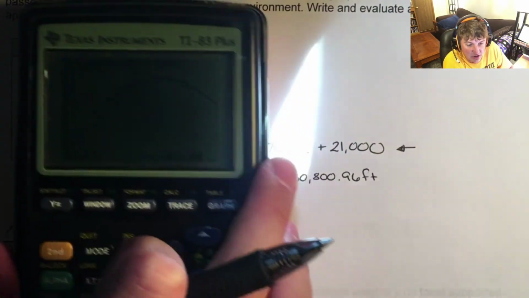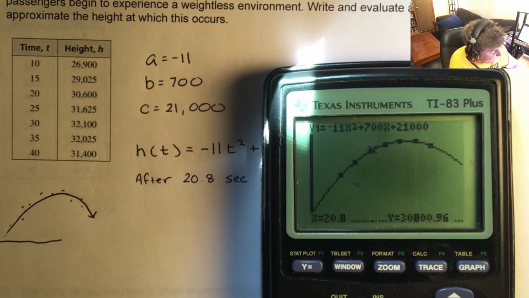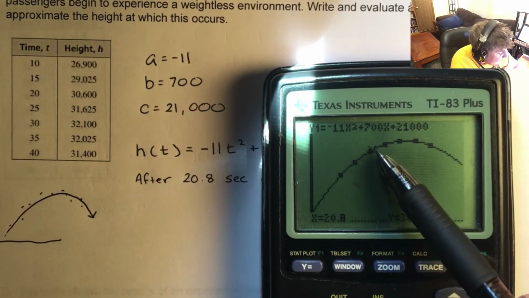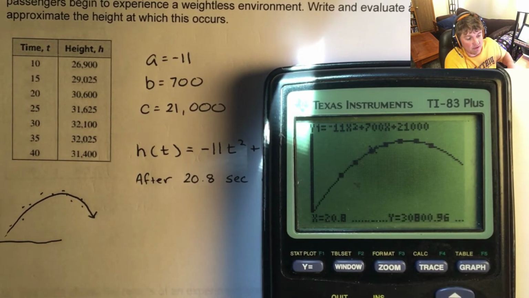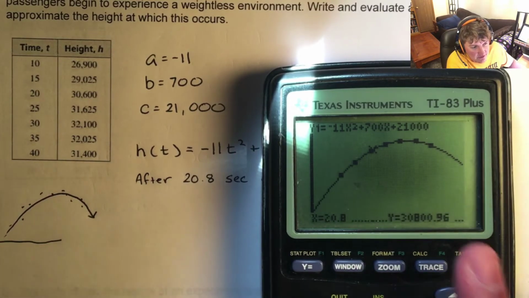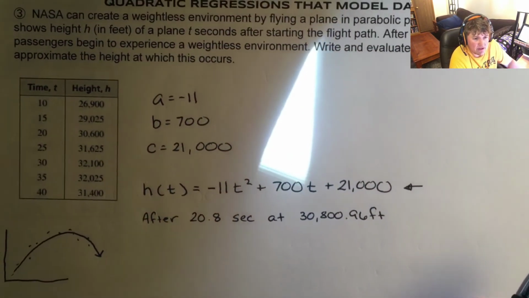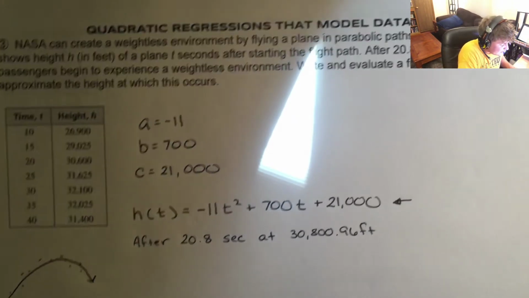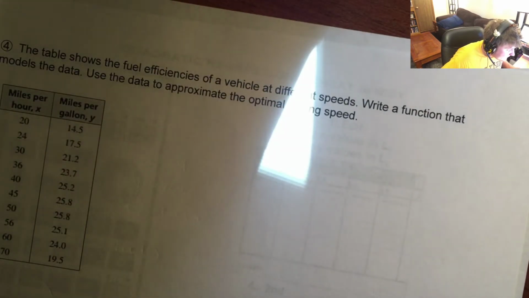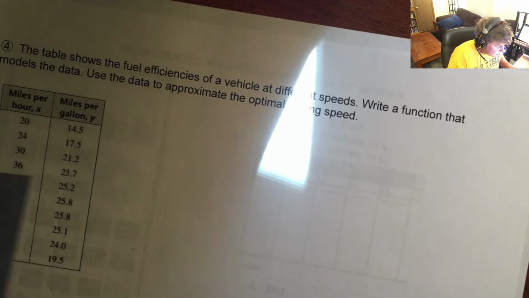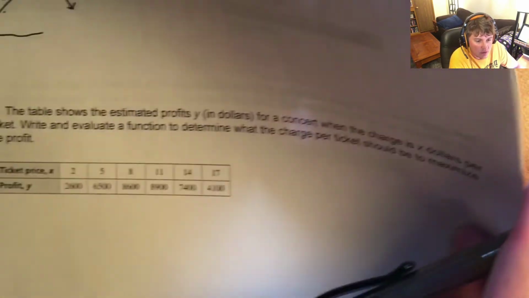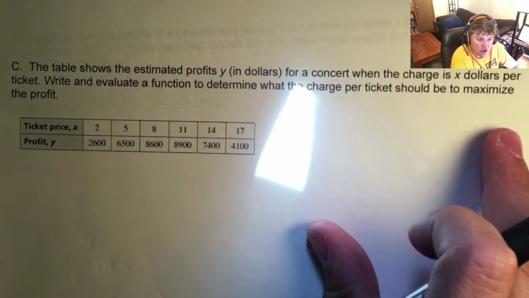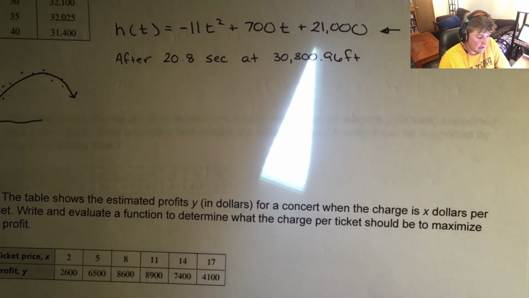So this actually is a great representation of quite literally the flight of the plane. And right about here is when they're going to feel a weightless environment, after 20.8 seconds at about 30,800 feet. I definitely talked a lot during this trying to get you to understand the concept, but this actually should go quite a bit faster. So why don't you all try example C, and then you can check it with me here when you're done with that.